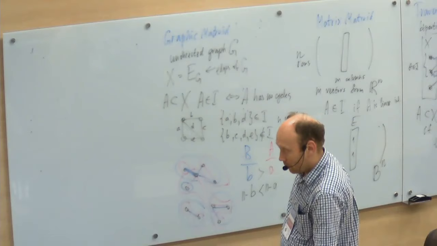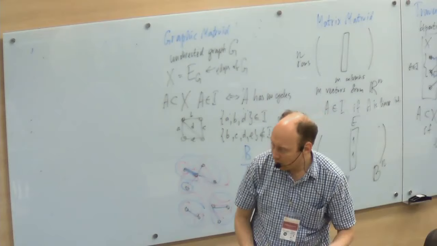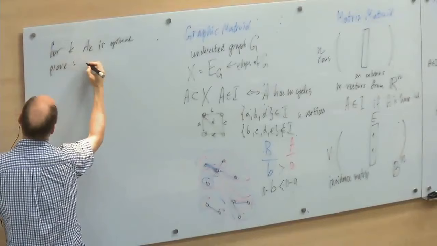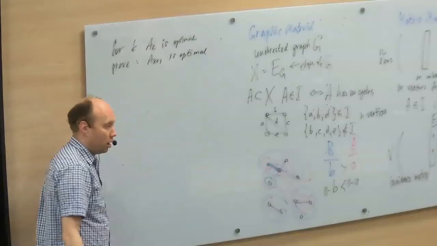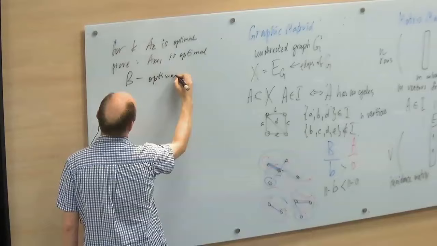Okay, let's prove the greedy algorithm. The first is okay. For 0, we have no other options. So, okay, let's say that for k, ak is optimal. Let's prove ak plus 1 is also optimal. So then by induction, every set is optimal for its size. Okay, let's take some optimal set of size k plus 1. Let B be optimal for k plus 1.